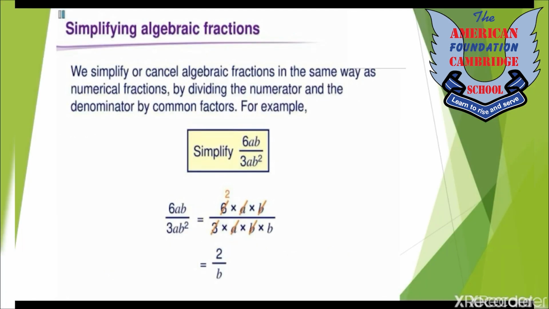Here you can see another example, 6ab upon 3ab square. First of all, write this fraction in expanded form, 6 multiplied by a multiplied by b, and 3 multiplied by a multiplied by b multiplied by b. Later on, you can reduce 6 and 3 by the factor 3. a will be cancelled with a and b will be cancelled with b. Your answer will be 2 upon b.